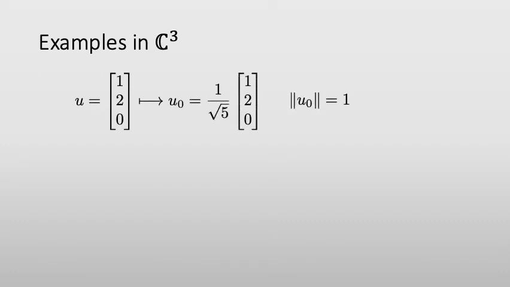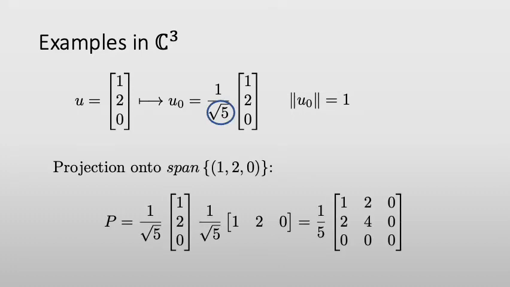Here is another example in the three-dimensional space. Take a vector u equals (1, 2, 0). It is not a unit vector. To get the projection onto the span of u, the vector must be normalized. This is why the constant square root of 5 appears. Then the projection onto the span of u is the ket-bra of u.